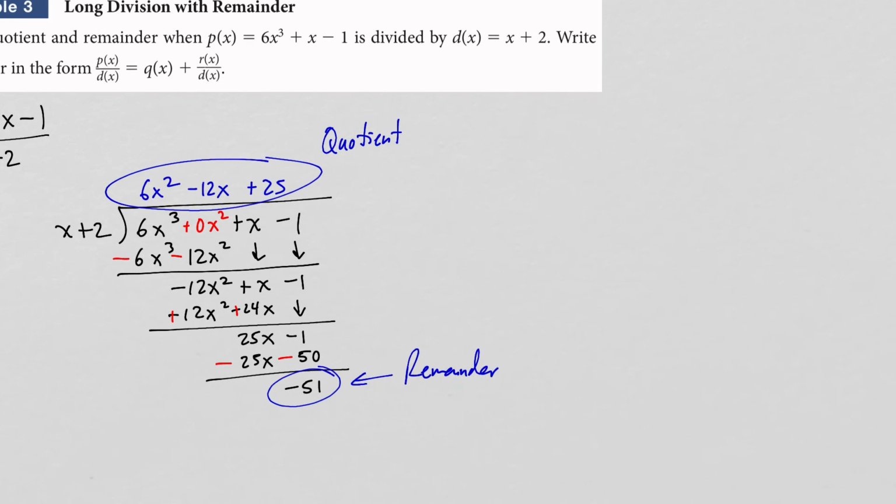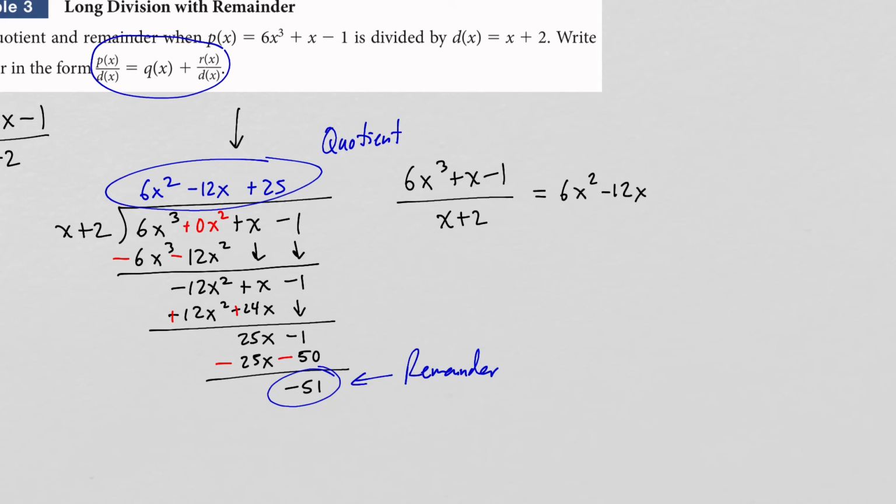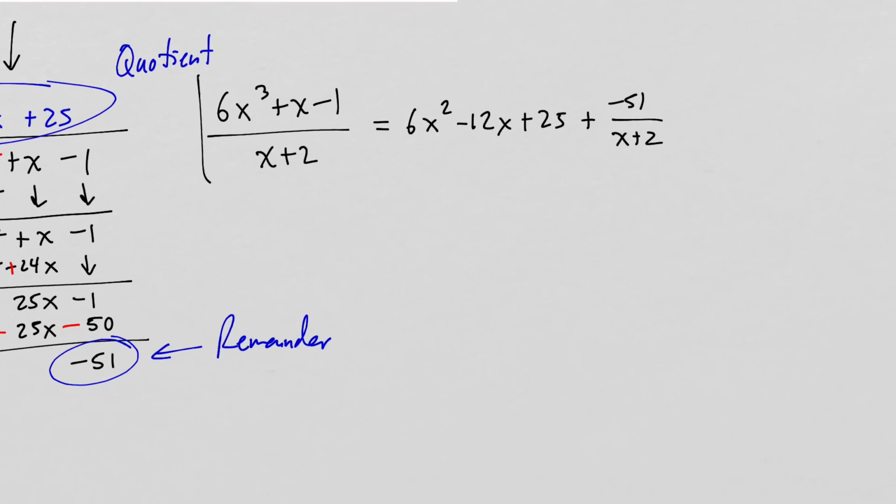So how do you write your answer? Well, they tell us that they want us to write the answer in this way. So we're going to say the original polynomial, 6x cubed plus x minus 1, divided by x plus 2, is equal to the quotient, which is the main part of the answer here, 6x squared minus 12x plus 25, plus, and then you take the remainder, which is r of x, which in this case is just negative 51, divided by the divisor, which was x plus 2. So that's how they want you to express the answer here.